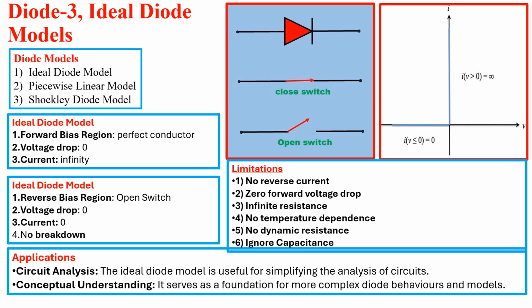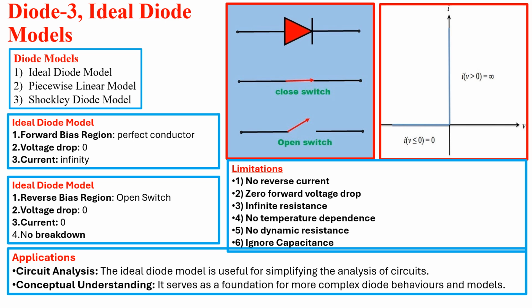In reverse bias behavior, when the diode is reverse biased, negative voltage is applied to the anode relative to the cathode, it acts as a perfect insulator, and the diode behaves like an open switch. In reverse bias, the current passing through the diode is zero. In other words, ID is equal to zero. The main drawback of the ideal diode model is that it does not account for the breakdown phenomenon, which is very important and always occurs in real diodes.